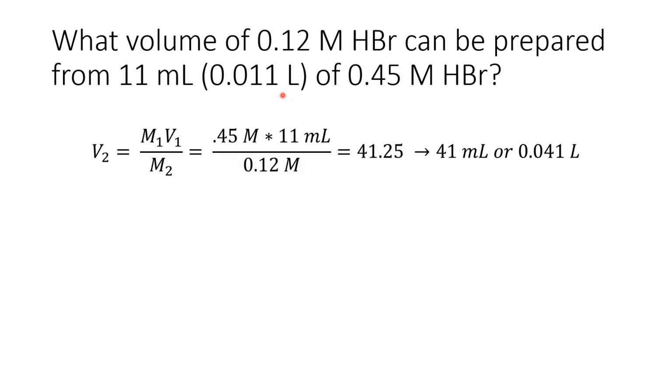But just like the previous one, we can rearrange that dilution equation to solve for the piece that we're looking for. So in this case, the second volume. And when we just plug everything in, we'll get 41.25 as our calculator answer. But we've only got 2 sig figs in all of these initial values, so we can only have 2 sig figs in our final answer. So we'll have either 41 milliliters, or if you plugged in 0.011 liters, you would just get 0.041 liters. Again, same exact value, just expressed with different units, or just moving that decimal over 3, essentially.